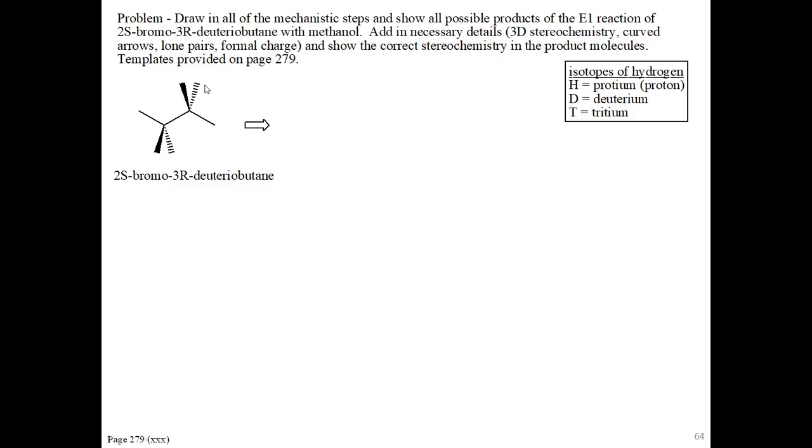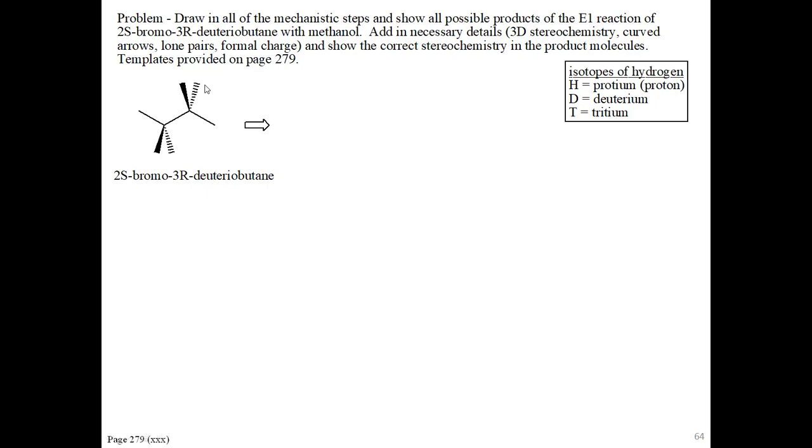Okay, so here we have another problem. 2S bromo, 3R deuterio butane. So butane implies 4 carbons. I have those shown here. 2S is going to be a chiral center with the bromine. 3R is going to be a chiral center with the deuterium and the hydrogen and the methyl. We're in methanol, so that's going to be a weak base nucleophile. And so we want to fill in these details.